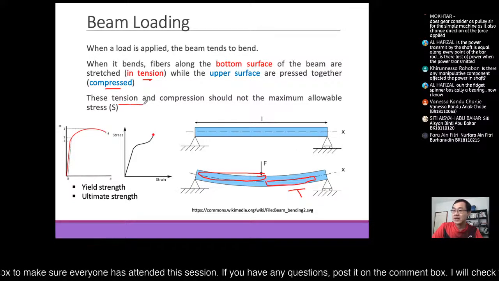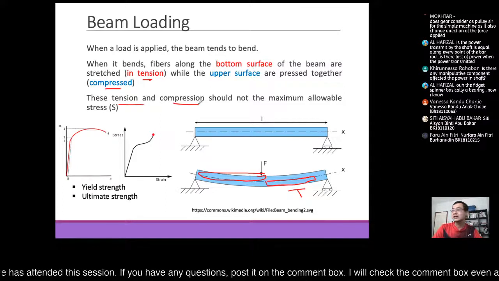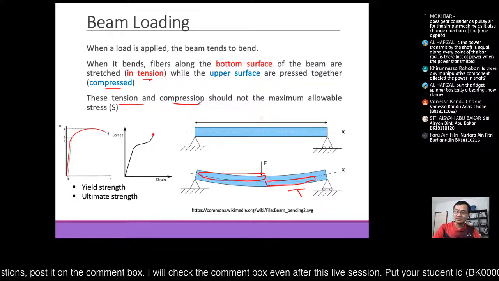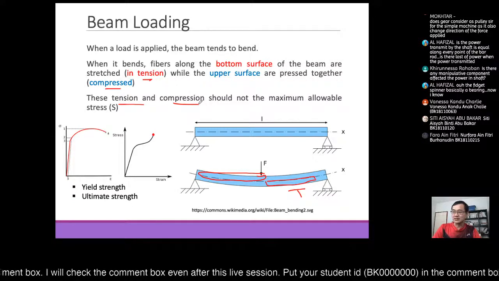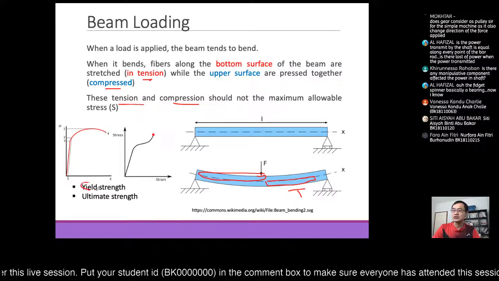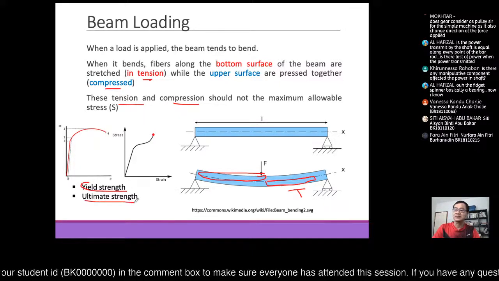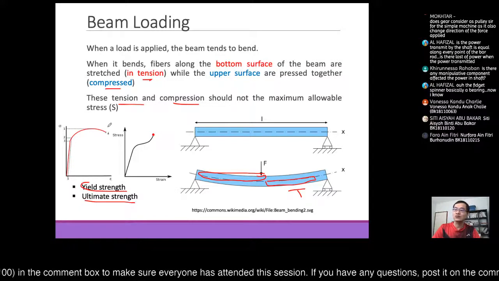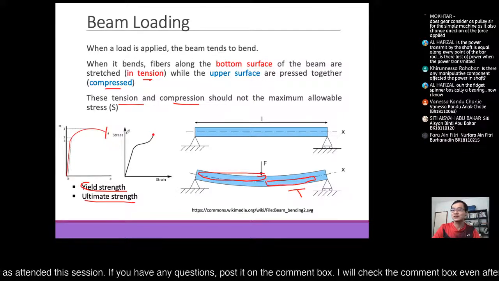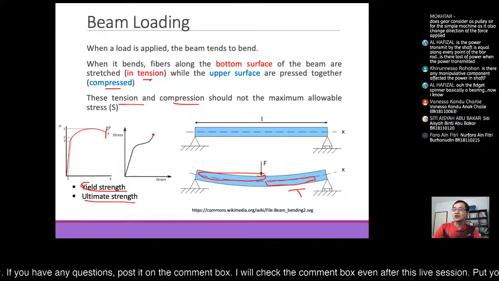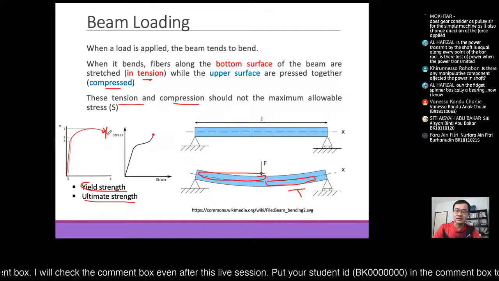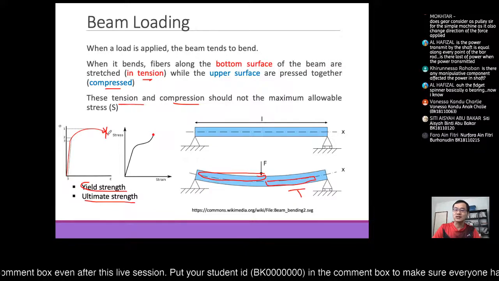So this kind of tension and compressions, when we design, we should not let it go more than the allowable stress. The allowable stress can be determined by either a yield strength or ultimate strength. Ultimate strength refers to when the object actually separates into two parts, a fracture. So we don't want this to happen, and in engineering, safety always comes first. We don't want it to cause any accidents.